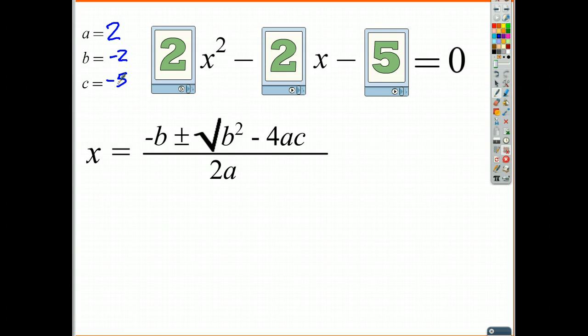So why don't you go ahead and try solving it using the quadratic equation. Pause the video and try it now.